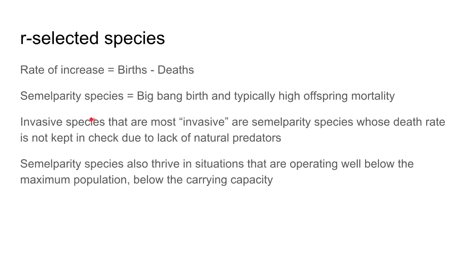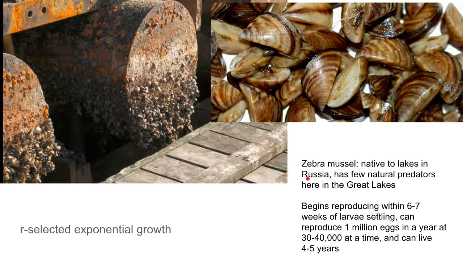However, sometimes these r-selected species can have a huge exponential growth rate at first because there isn't a lot of mortality. If you're invasive, if you're a new organism in an area, they might not have any natural predators, so their death rate is actually really low and they have huge exponential growth. Now, these types of species also thrive in situations where they're operating well below the total carrying capacity. So you get to see this big exponential growth, this big r rate of growth.